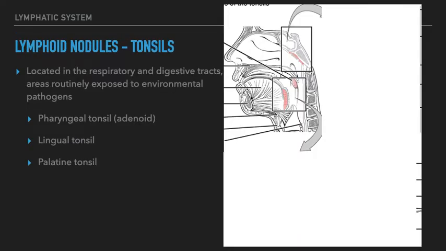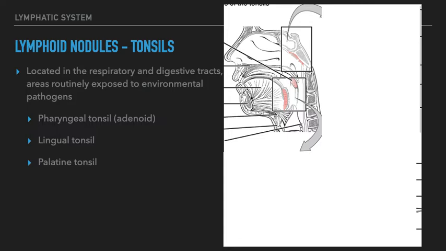All right, so let's move on to the lymphoid nodules, which includes tonsils. So these have a simpler architecture than the spleen and lymph nodes. They consist basically of just a dense cluster of lymphocytes. They typically don't have a surrounding fibrous capsule. These types of nodules are located in the respiratory and digestive tract areas that are exposed to environmental pathogens. So things that are exposed to the outside.